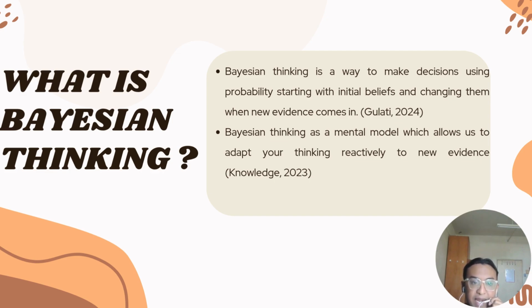However, we should combine them to make better decisions, and it is supported by Knowledge 2023, Bayesian thinking as a mental model which allows us to adapt our thinking reactively to new evidence. So this method actually helps us to stay flexible in how we think. Instead of sticking to the first idea, we can adjust our thoughts and also our beliefs when the new information appears. So actually, it helps us to react wisely when the situation changes.